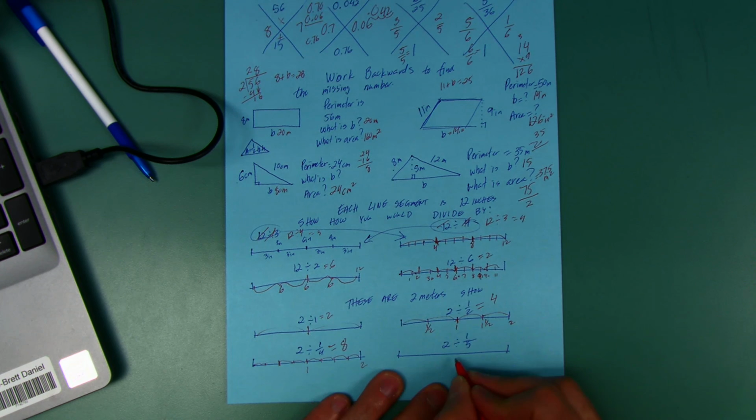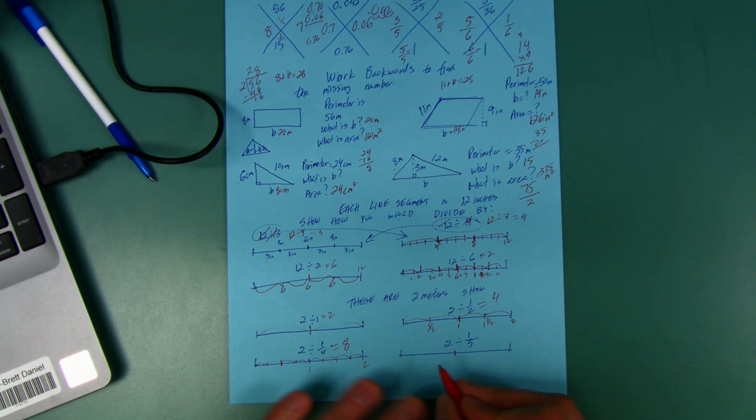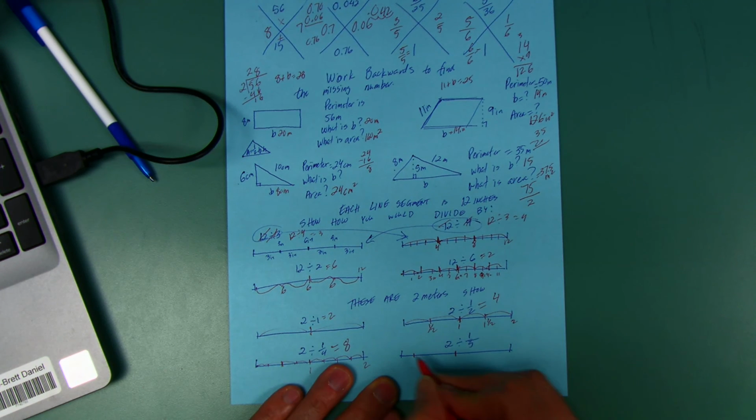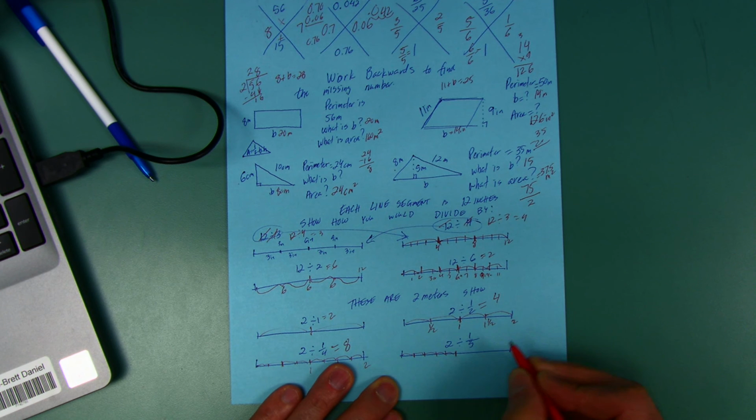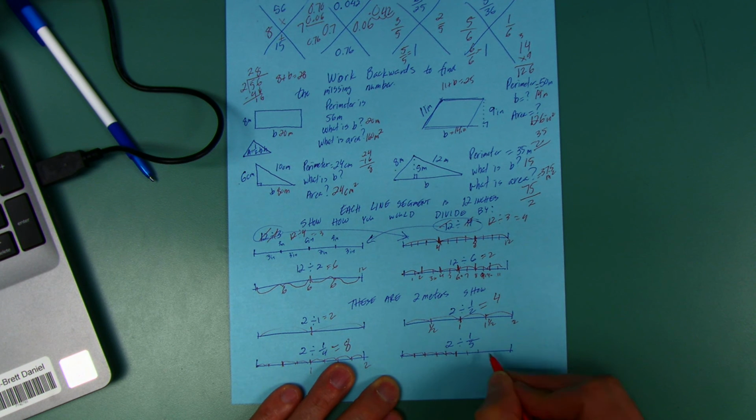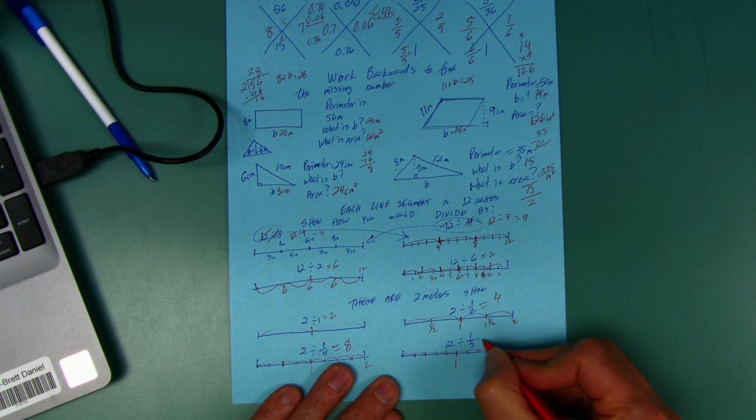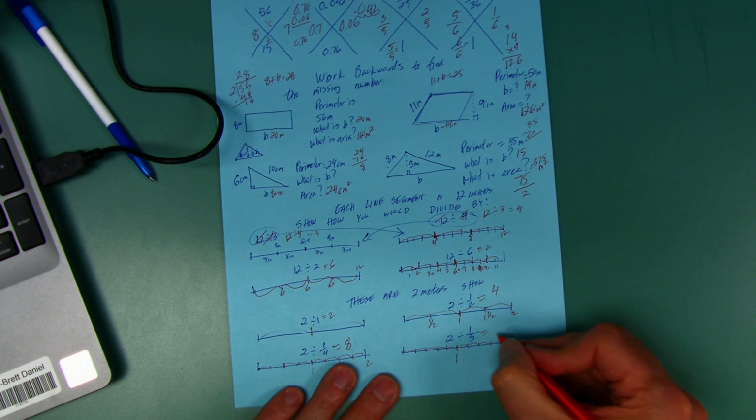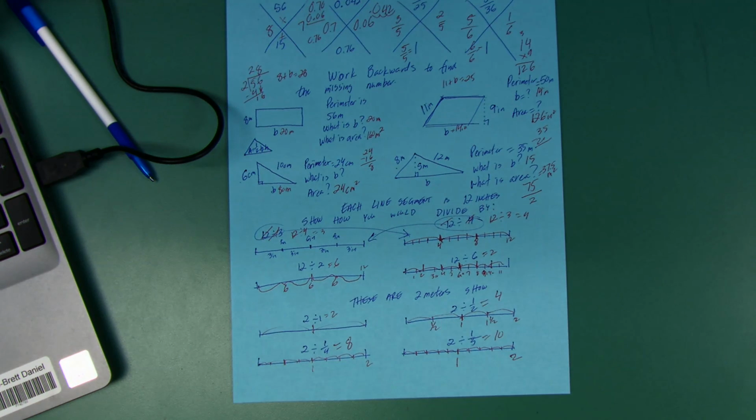How about a fifth? Okay, well, let's divide the 1 first. And then we're going to have 1, 2, 3, 4, 5, 6, 7, 8, 9, 10. That's 1 whole. So 2 divided by 1/5. How many 1/5s fit in 2? 10. You able to do that?